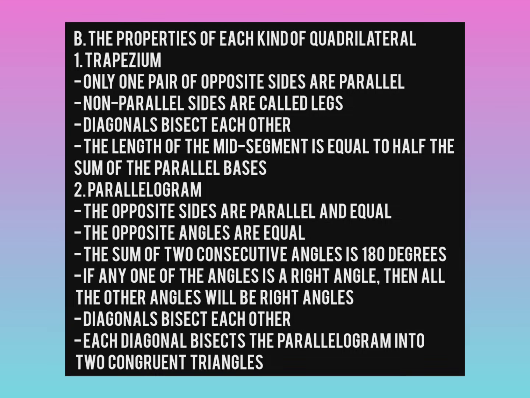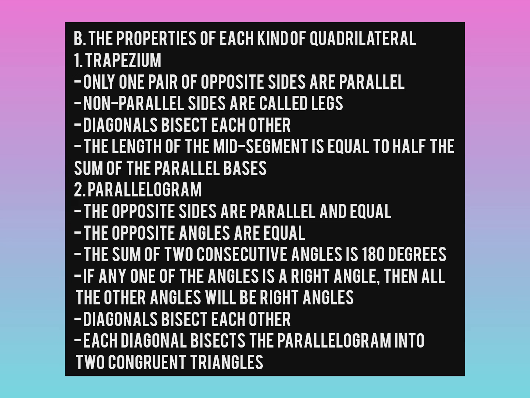Letter B. The properties of each kind of quadrilateral. Number 1, trapezium. Only one pair of opposite sides are parallel. Next, non-parallel sides are called legs. Next, diagonals bisect each other. The length of the mid-segment is equal to half the sum of the parallel bases.